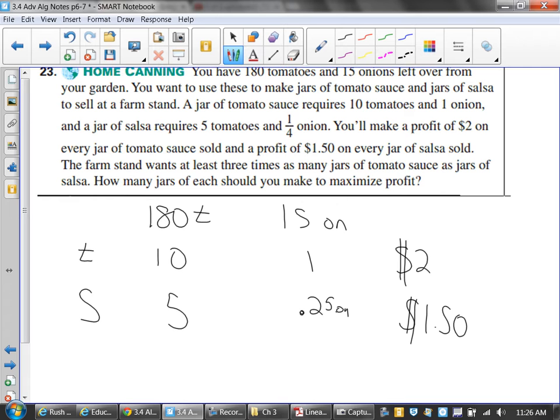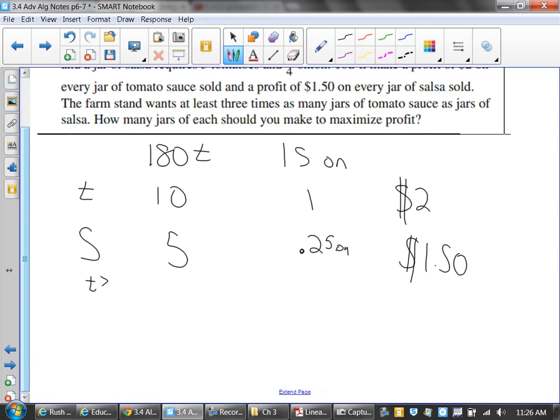And obviously you can't have negative values, so T and S are greater than or equal to 0. But the weird one is going to be, it says they want at least 3 times as many jars of tomato sauce as salsa. So that means your tomato sauce has to be greater than or equal to 3 times your salsa. You want 3 times as many, so the tomato sauce has to be greater than 3 times as many salsas. It's a weird one, and it gets a little tricky. So you've got those guys to worry about.